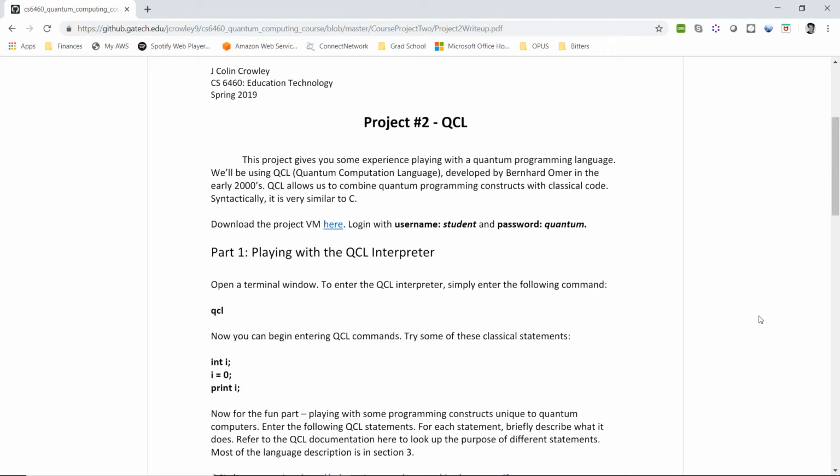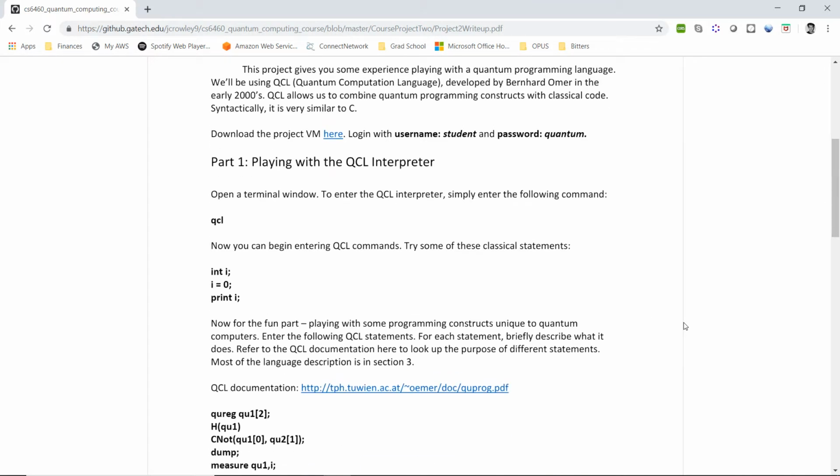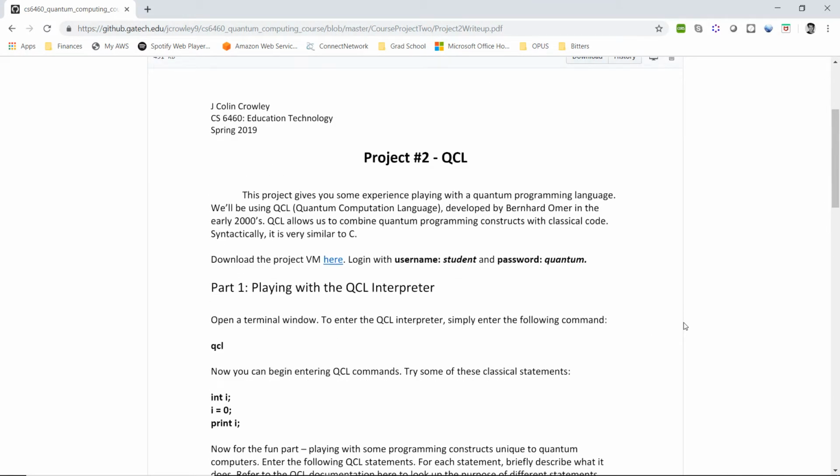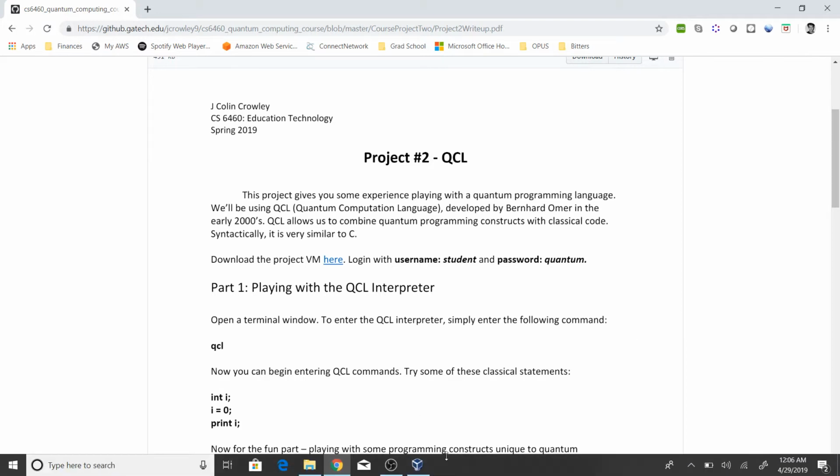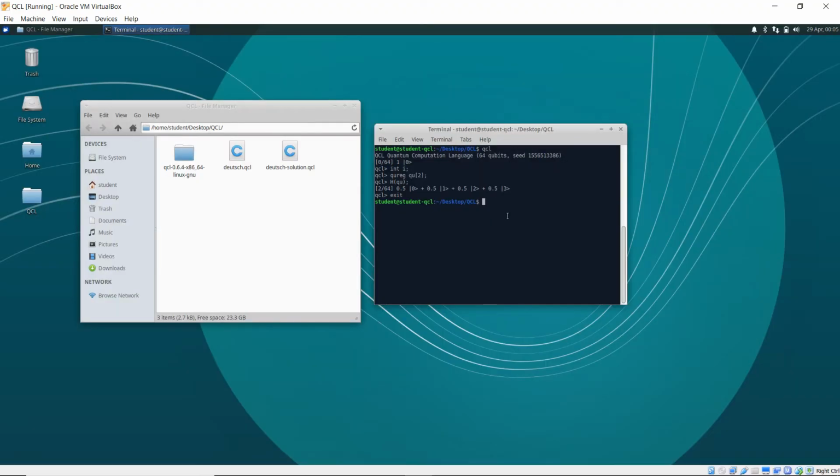So it is a language that looks a lot like C and supports a lot of classical constructs, such as declaring a classical variable, but you can write classical and quantum code together, which is basically what it would be like if you were actually writing an application in a quantum programming language that would run on a quantum computer. So here's that VM.